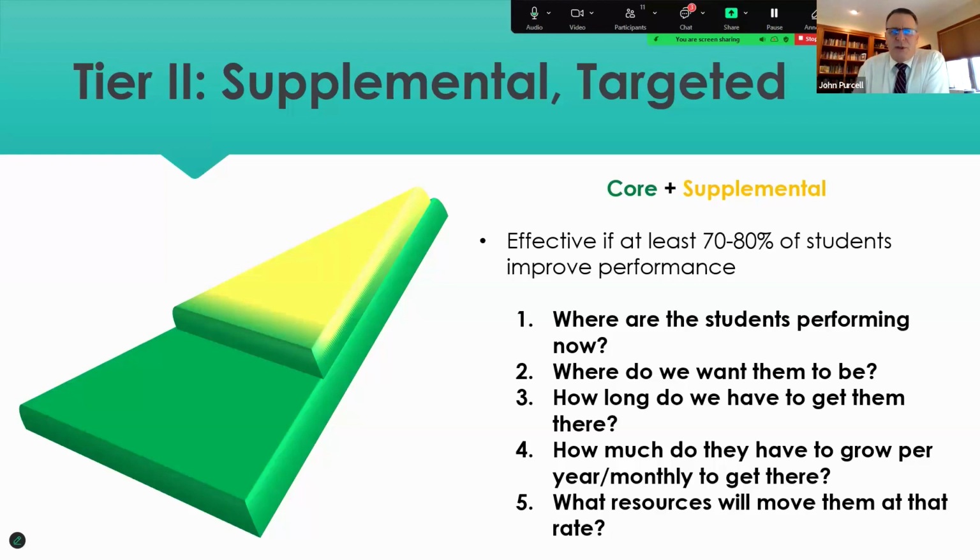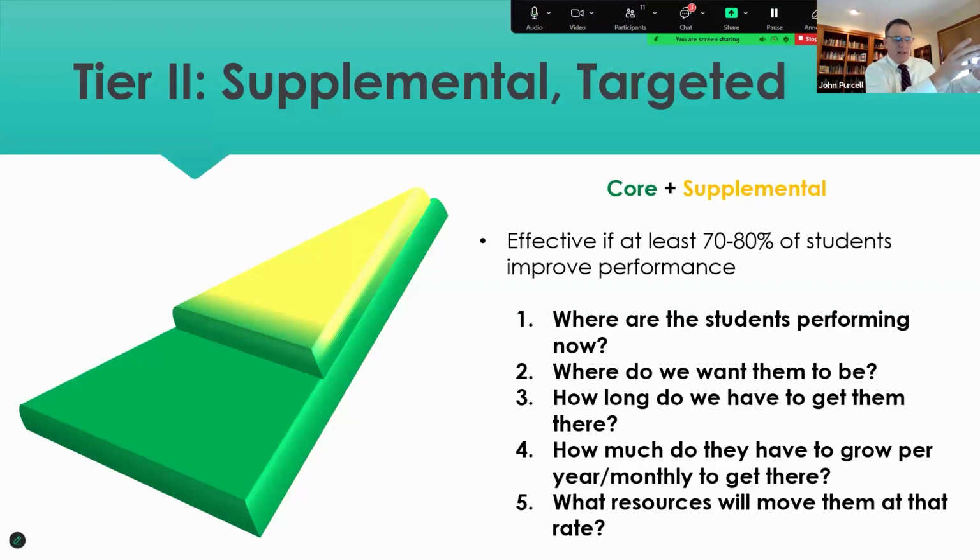Then we're looking at their growth. Do we have a growth target for them? How much do they grow? How much do they need to grow per year or per month to get there? And then number 5 plays into that. What resources do I need to make sure they are there? So Tier 2 is a different animal than Tier 1 in that now, even though we're progress monitoring in Tier 1, now we are really focusing on what this student needs to know and be able to do based on my error analysis.